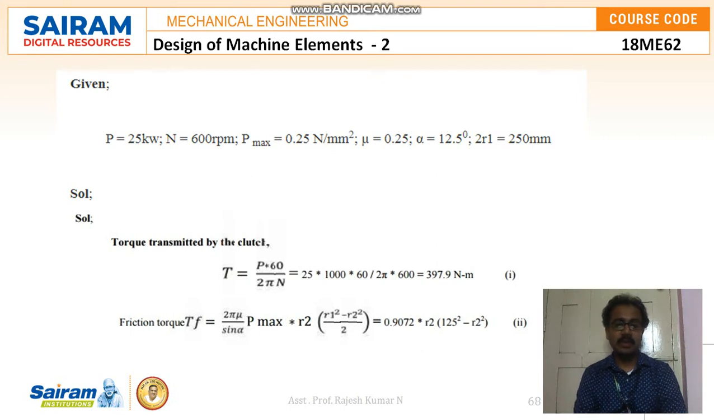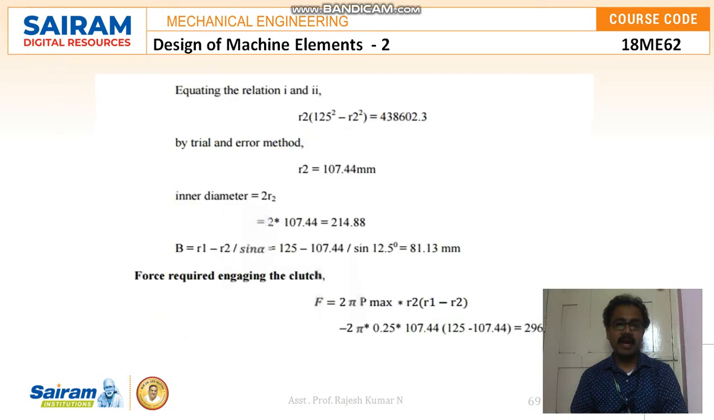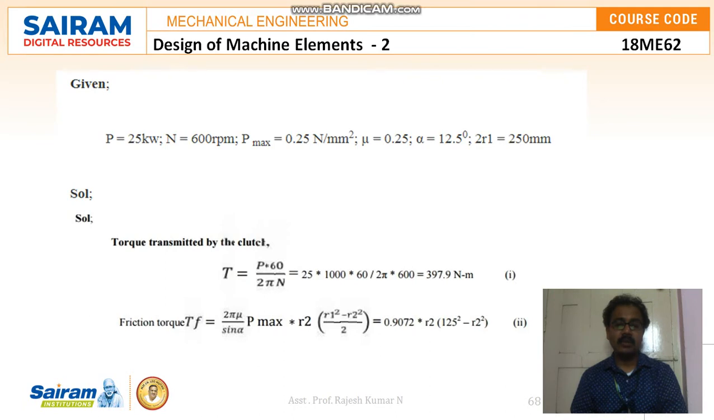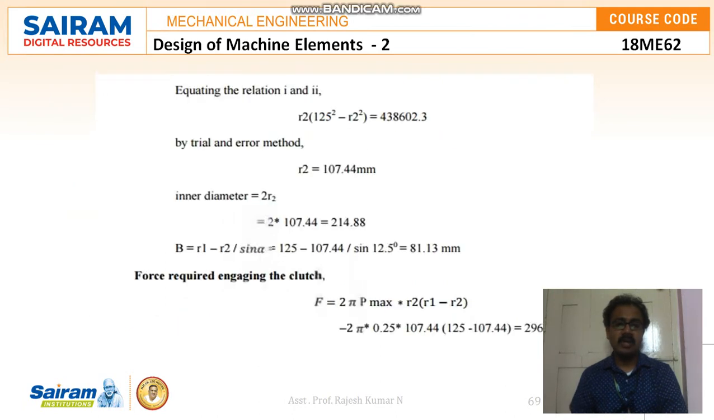This is the formula we will exclusively use for the frictional torque for cone clutches. While substituting the values of mu, alpha, P and R1, since R2 is unknown, I'll be getting the TF value in terms of R2, as 0.9072 into R2 into (125 square minus R2 square). Equating equations 1 and 2, R2 into (125 square minus R2 square) is equal to 438602.3. By trial and error method, I find the R2 value as 107.44 mm, and the inner diameter is 2 times R2, so 2 times 107.44, which is equal to 214.88. And the B value is (R1 minus R2) divided by sine alpha, that is (125 minus 107.44) by sine 12.5 degree.